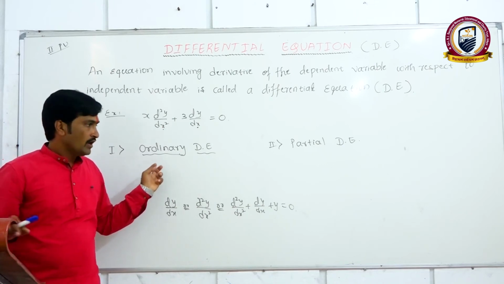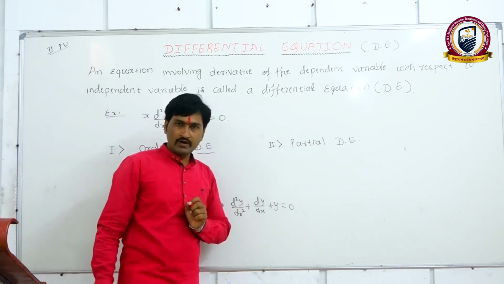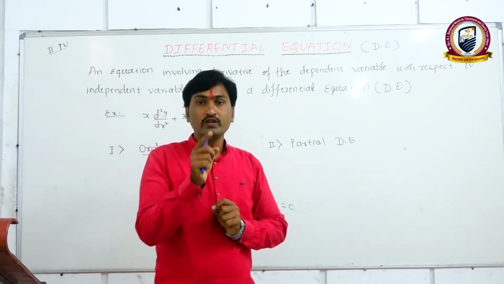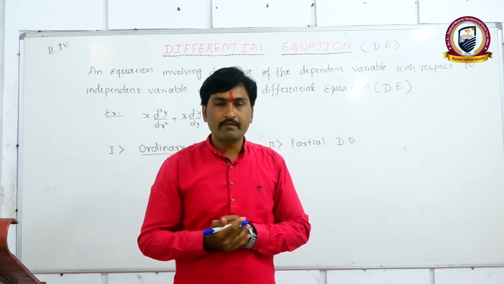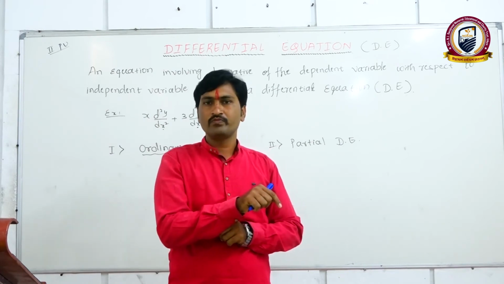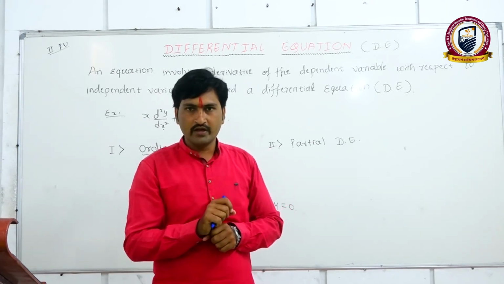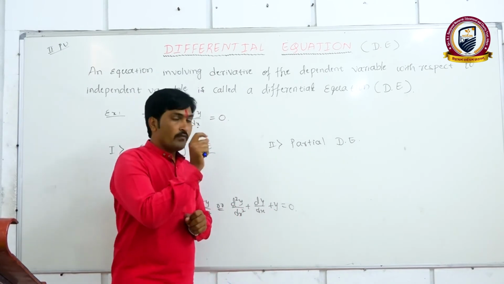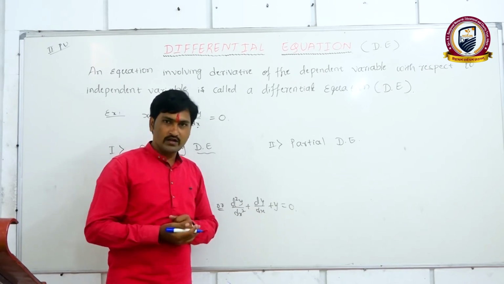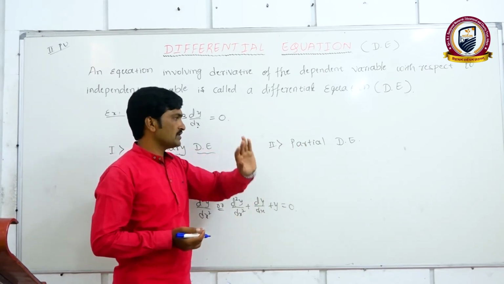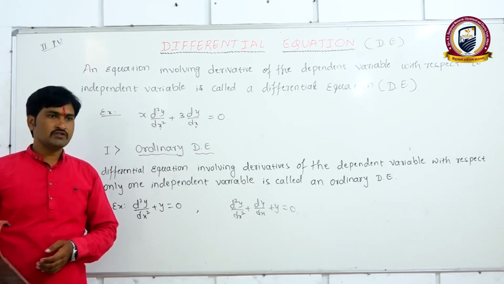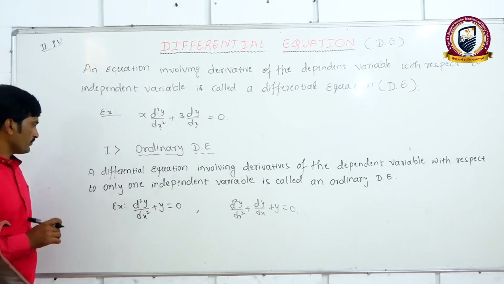But in a partial differential equation, it means the dependent variable with respect to more than one independent variable. An equation involving a derivative of a dependent variable with respect to more than one independent variable is called a partial differential equation. Let's see the definitions. See the definition of ordinary differential equation.